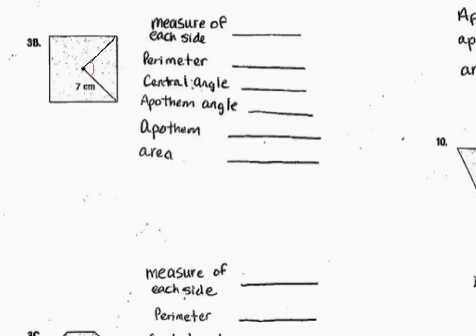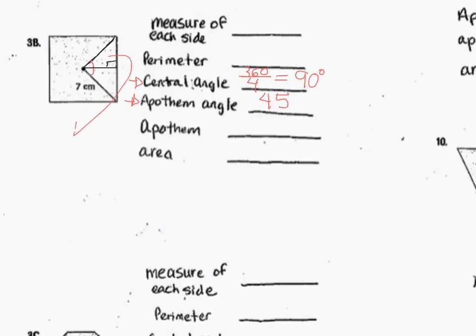Okay, what about the measurement of the central angle? Can we get that? Okay, so the formula is 360 divided by the number of sides, which is 4, and you're right, that was 90. Okay, how about the apothem angle? It would be 45, because when you cut it in half, that would be 45.